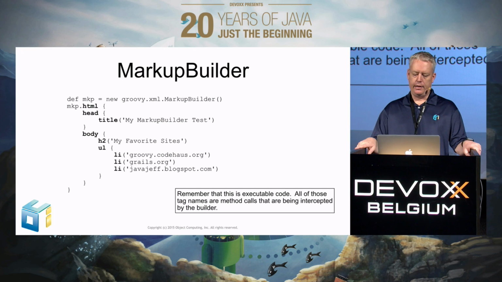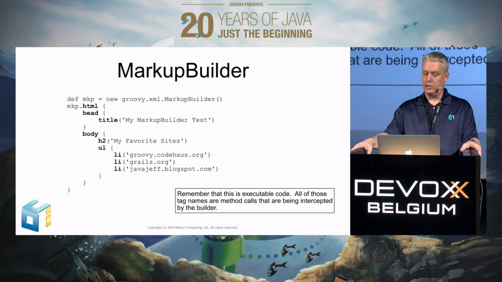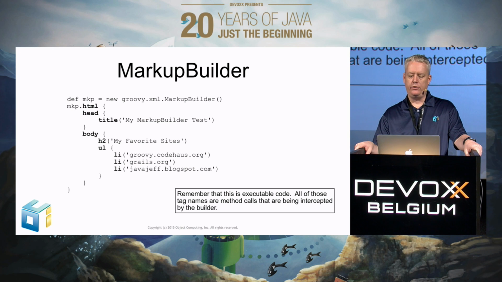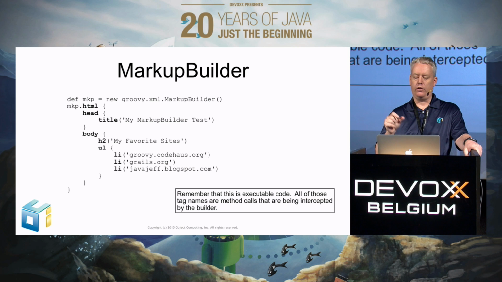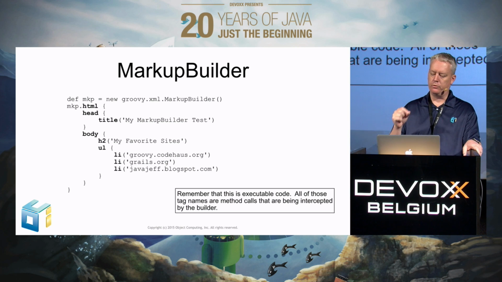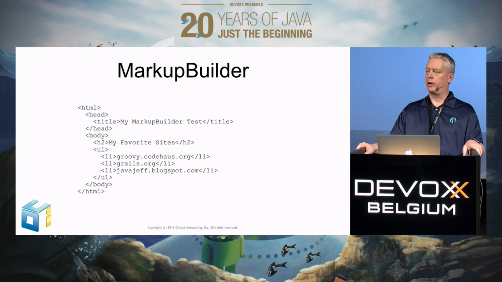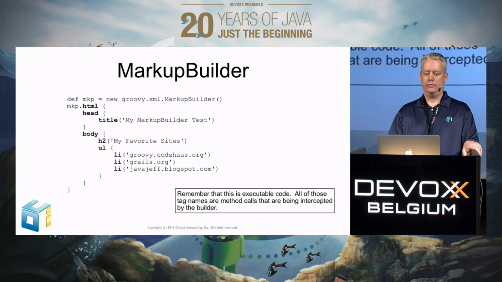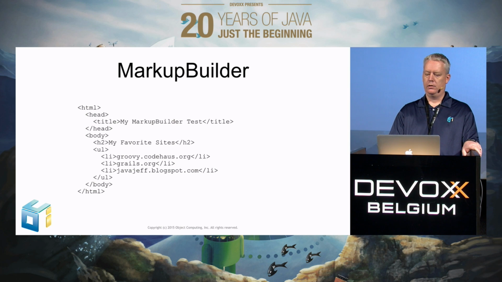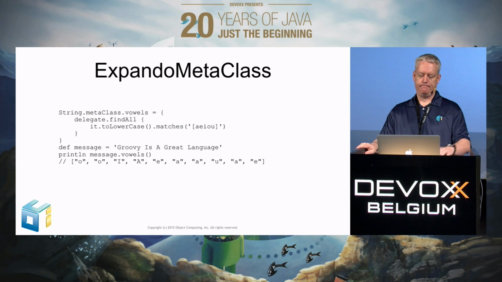So here's another example of that right here, where it looks like we're generating some HTML. The root element happens to be HTML. All the bold text here are calls to methods that don't exist, and the markup builder is intercepting those method calls and creating markup that looks something like this. Could barely be more simple.